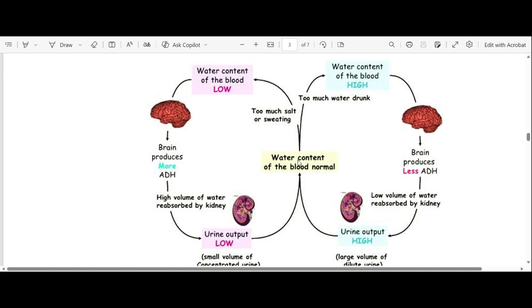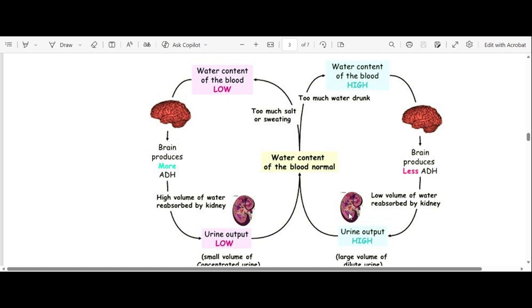Okay, now let's look at the other side. What happens when you've been drinking too much water? If you've been drinking too much water, the water content in your body becomes high. And when it becomes high, that's detected by your osmoreceptors in the hypothalamus. Then they send impulses to the pituitary gland. The pituitary gland then secretes less ADH. Then less ADH is transported through the blood to the kidneys.